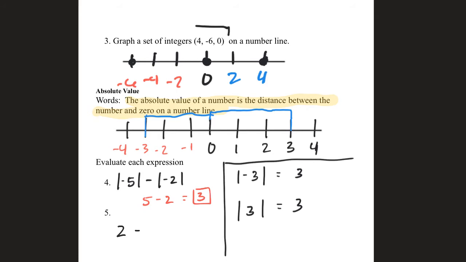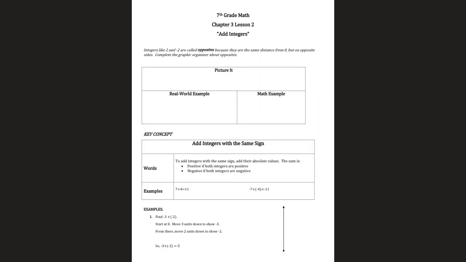So I have 2 plus the absolute value of negative 3. Well, it'd be 2 plus the absolute value of negative 3, which is 3, so our answer is 5.